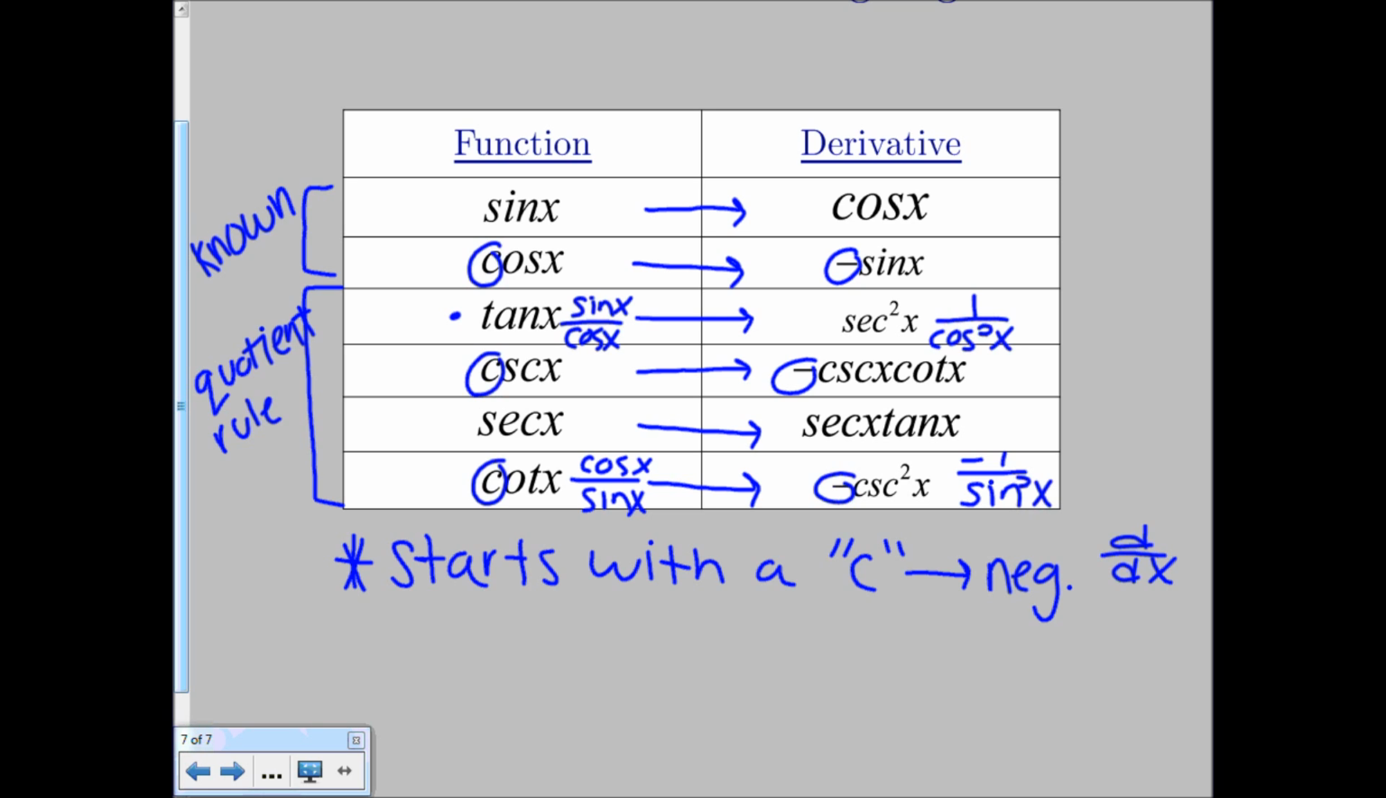And then it's the same thing with the secant and the cosecant. For the secant function, we saw that it was secant times tangent. So for the cosecant function, since it starts with a c, it has to be negative. We're just going to use the other two functions that are related to the secant and the tangent, those opposite ones, so cosecant of x and cotangent of x.